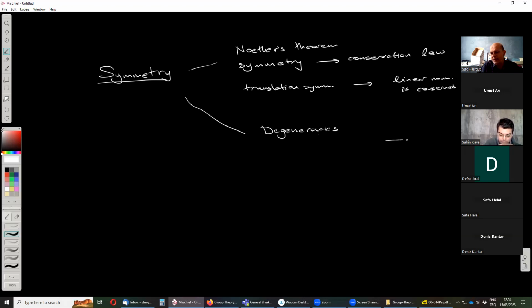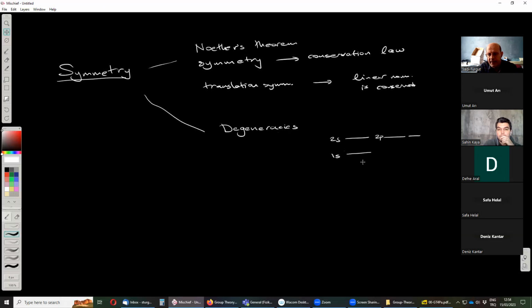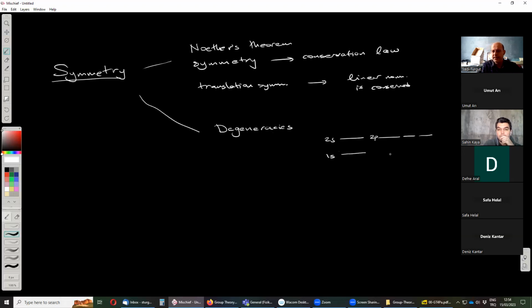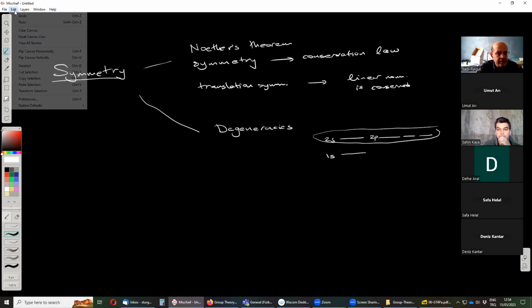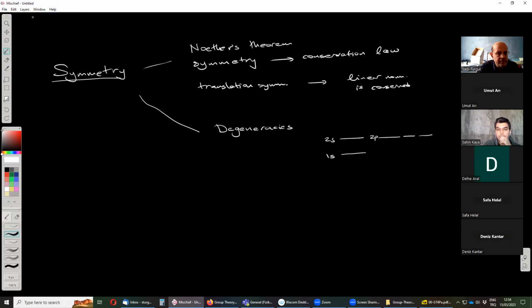Think about the hydrogen atom, for example. It has a 1s level and a 2s level and 2p levels. And we don't have just a single 2p level. There are actually 3 2p levels, right? These are all degenerate, for example. They have the same energy. All right, so somehow the keyboard is not working, but I can do an undo like that.